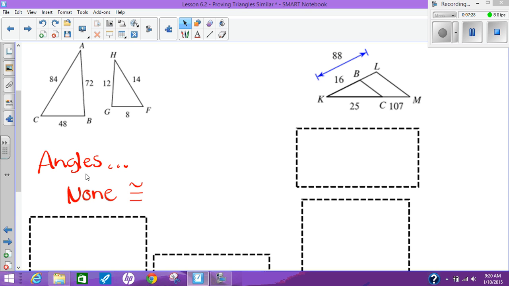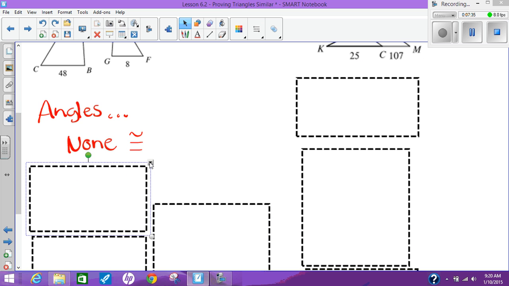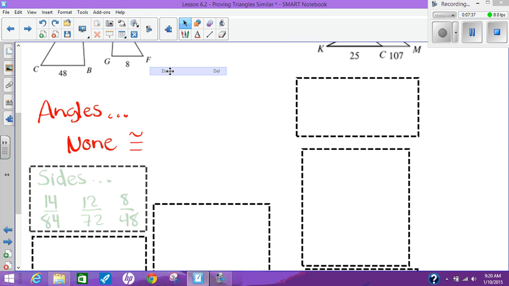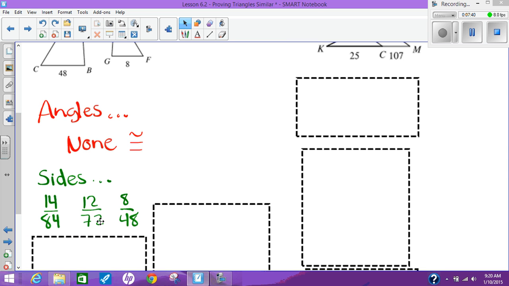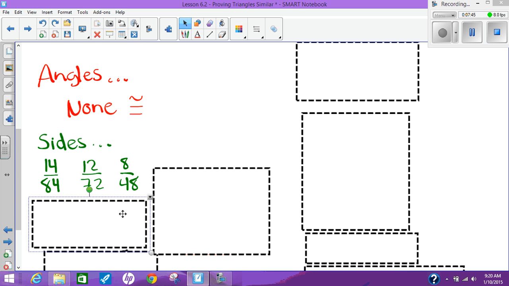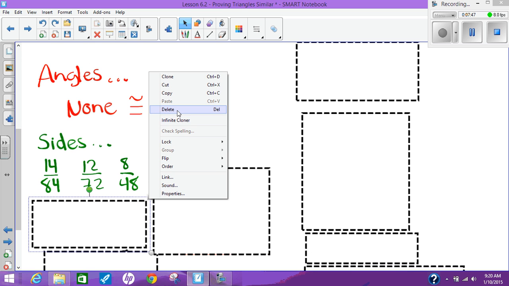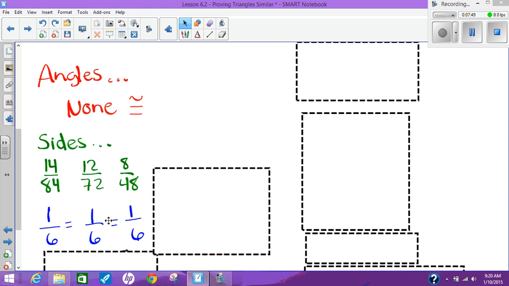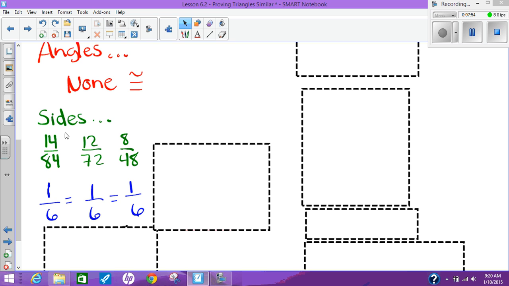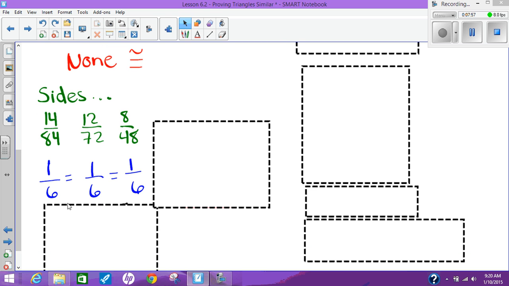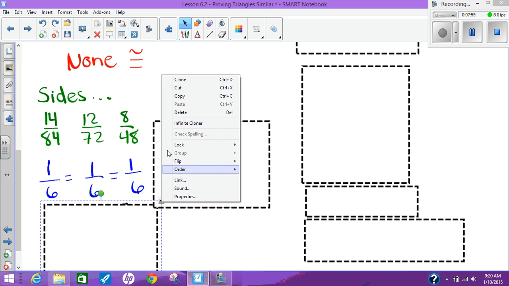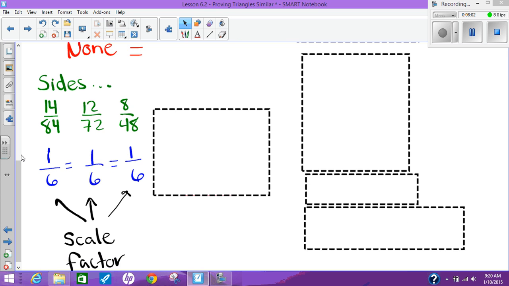So our only option here is to see if all the sides are in proportion, and then we can use side, side, side. So let's check that. We'll write the proportions of the corresponding sides. Now we need to see if they all simplify to be the same fraction, and they do. They all simplify to be 1 over 6. So all 3 pairs of corresponding sides are in proportion. And again, as a reminder, 1 over 6 represents the scale factor.